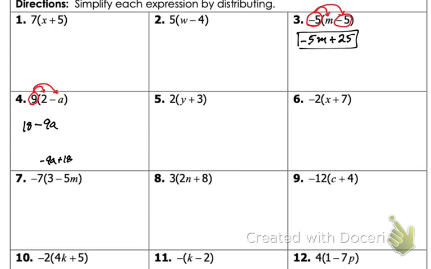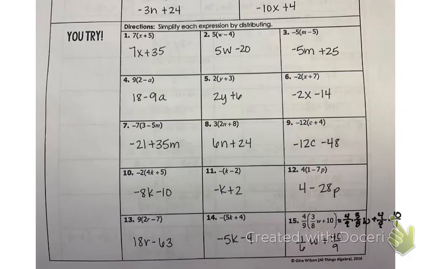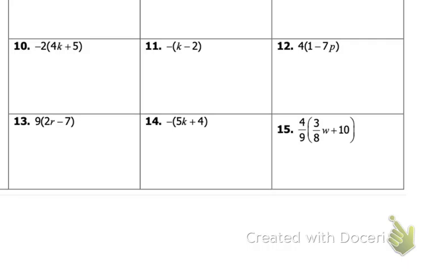Any other ones we want to see? Did I hear 15? Let's take a peek at 15. All right, 15, we are distributing a fraction to numbers here. So we're going to distribute 4 over 9 to 3 over 8. That's going to give me 4 over 9 times 3 over 8. Then we're going to take that 4 over 9 and distribute it to the 10. This is where we have to be a little smart about this. So it is a positive. It's 4 over 9 times 10, but I'm going to write 10 as 10 over 1.